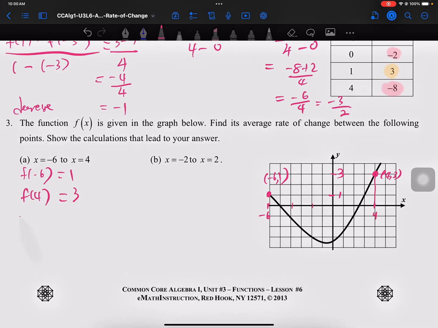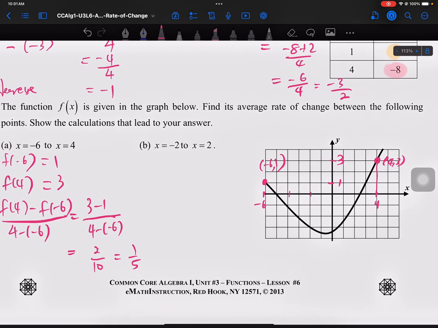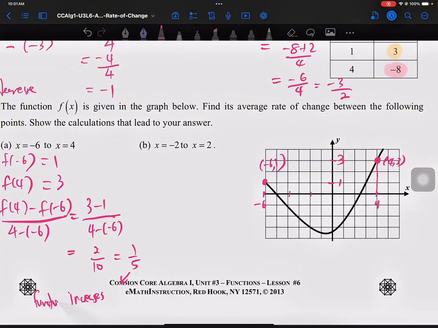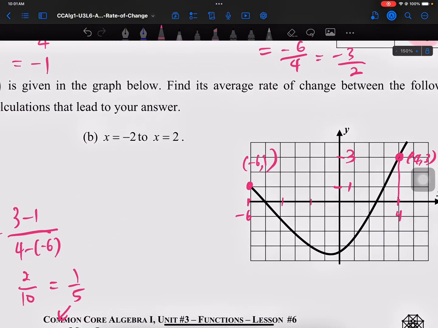Then we substitute in the formula. So f(4) minus f(-6) over 4 minus negative 6, which is 3 minus 1 over 4 plus 6. Okay, it is 2 over 10, which is 1 over 5. Okay, next we move on. So this is positive, right? So the function increases slightly. Okay, so next, f(-2) is -3, f(2) is -1, then you substitute in the formula.